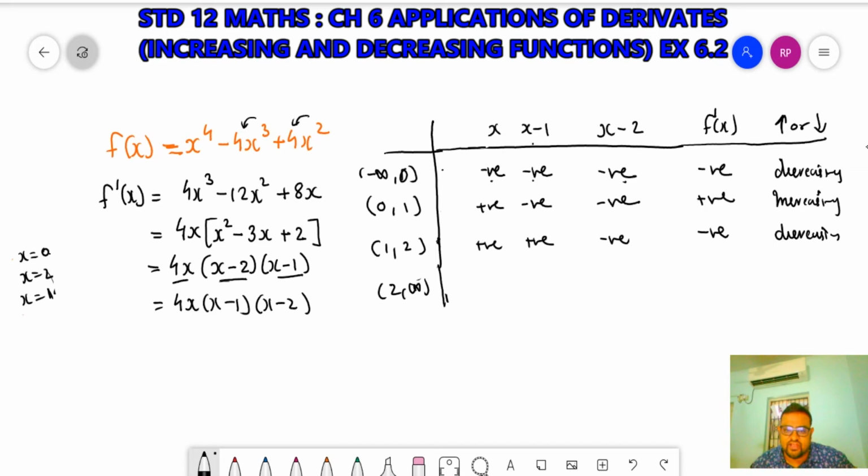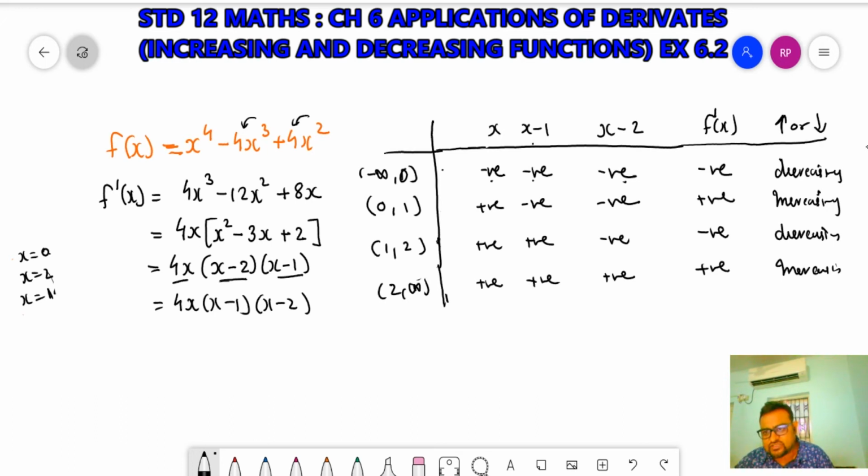Now from 2 to infinity, greater than 2, x is positive. x minus 1, when x is greater than 2, will be positive. And this will also be positive. All three positive, it will be positive. So increasing function. Okay, so remember, if you have organized this in order, and then after writing down the intervals: in the first all will be negative, in the second first positive, others negative, in the third first two positive, negative, and so on.